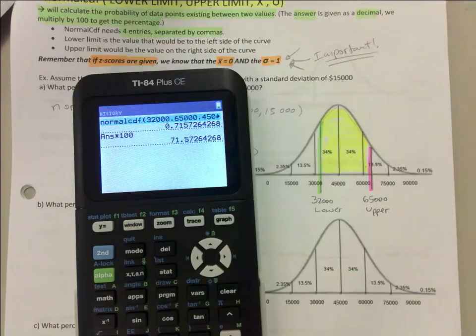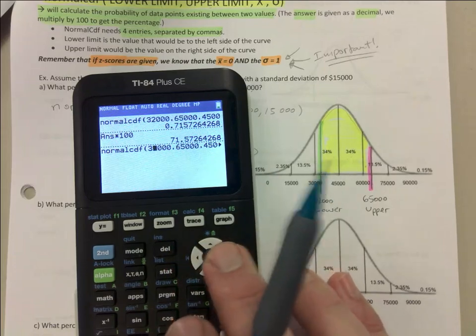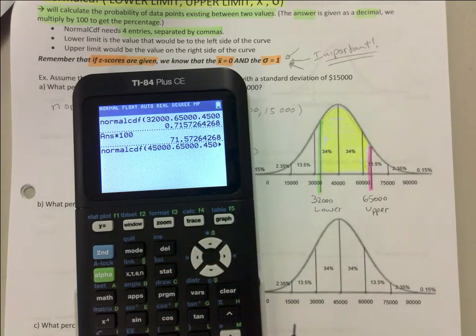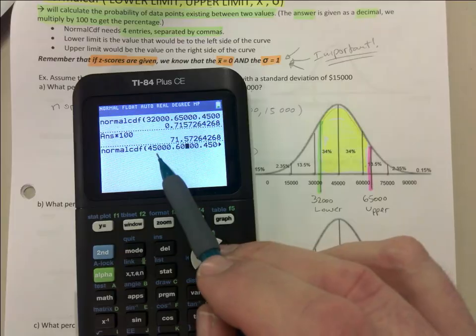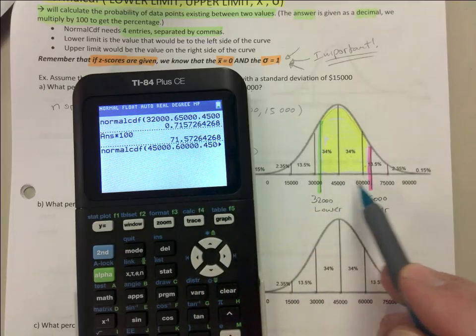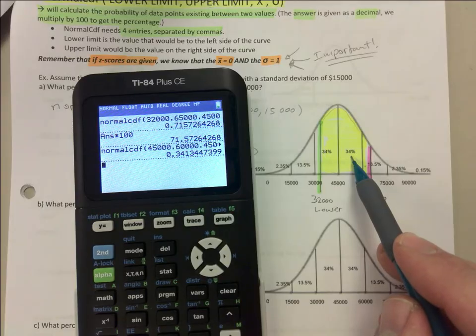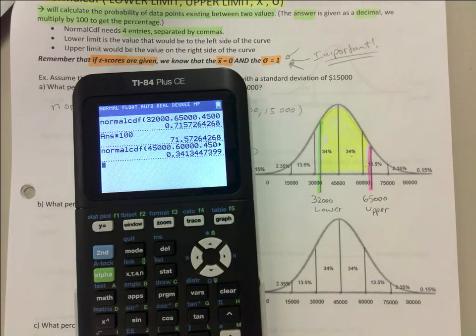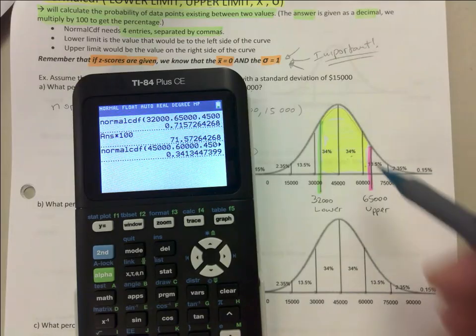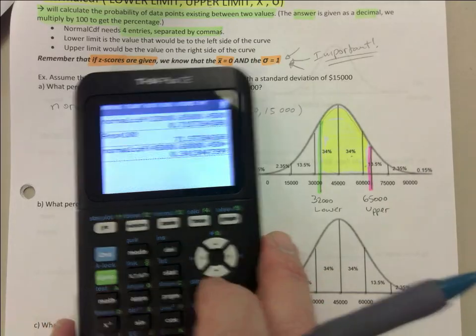I'm going to go up to normal CDF and I'm going to change my start to 45,000. My end, my upper, this is my lower and my upper. So 45 to 60,000. I just want you to see that it's not going to be exactly 34. If you hit enter there, it's 34.13%, correct? So that's why I'm saying I'm lying to you a little bit. It's an estimation. These numbers are estimated. So it will be a little off, okay?